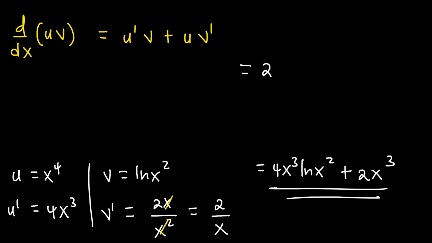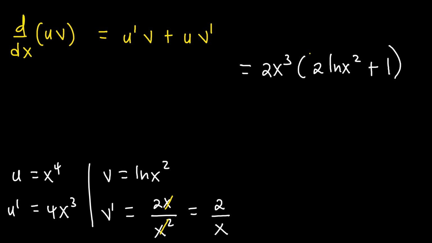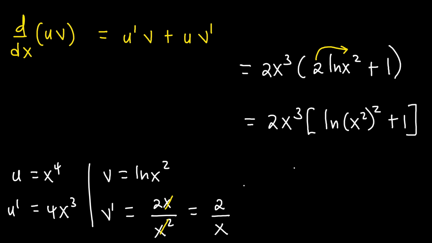So we shall have 2 times x to the power of 3 into, for the first part we shall remain with 2 times natural log of x to the power of 2, and then for the second part we shall remain with 1. And from the rules of logarithms we can take this 2 to the top. So we shall have 2 times x to the power of 3 into natural log of x to the power of 2 raised to the power of 2, plus 1. And so our final answer will be 2 times x to the power of 3 into natural log of x to the power of 4, plus 1.